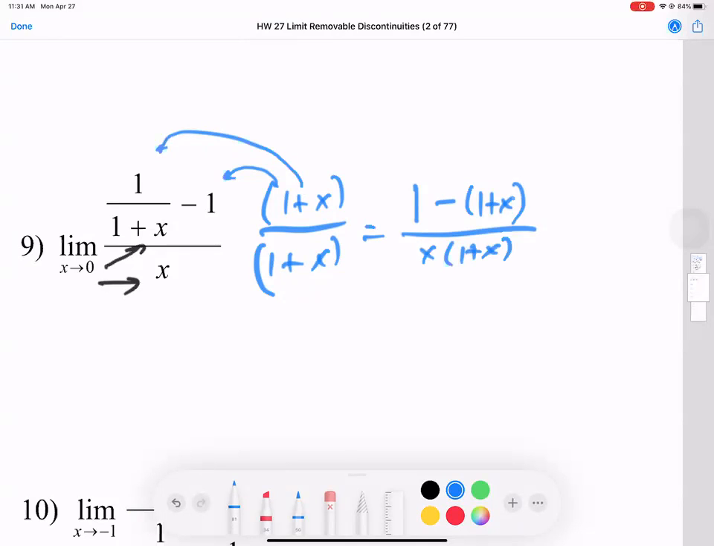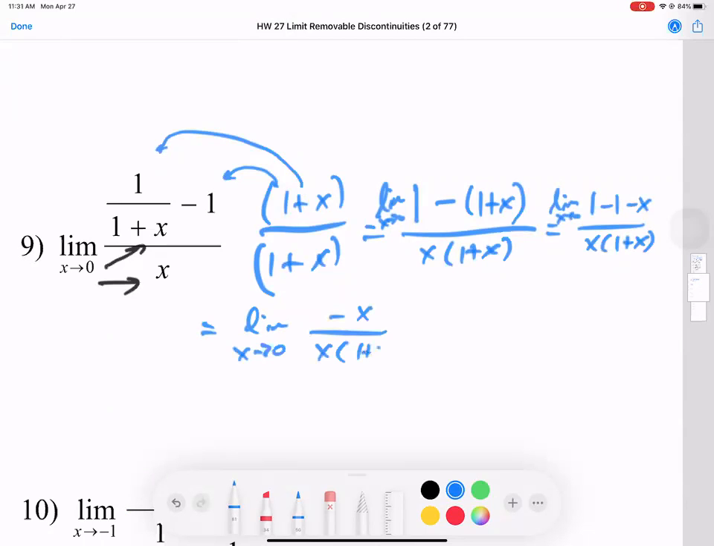If we go ahead and plug in 0 now, we would still end up 0 over 0. Oops, limit. So we're going to simplify the fraction. 1 minus x over x, I'll leave it, x, 1 plus x. The top, look here, those get rid of each other. So our limit, as x gets closer to 0, of negative x over x, 1 plus x.